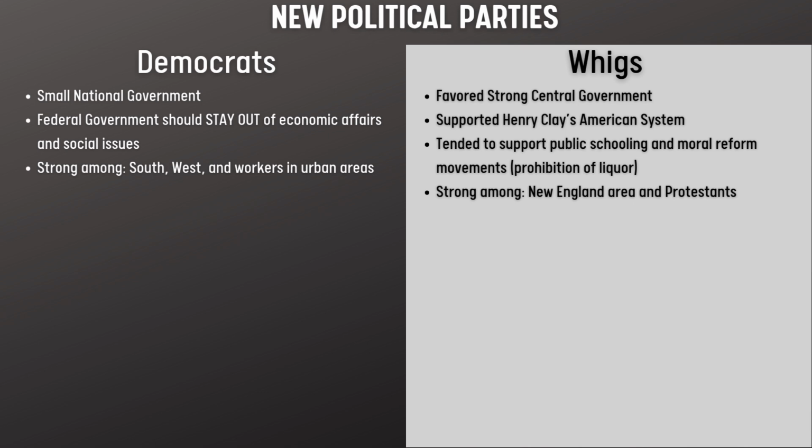In contrast, the Democrats favored a smaller national government. They believed the federal government should refrain from interfering in economic and social issues. This party found strong support in the South and West, as well as among urban workers. Understanding these differences helps us appreciate the foundation of our current political landscape. Keep in mind that both parties drew on distinct regional and ideological support, shaping their policies and influence accordingly.